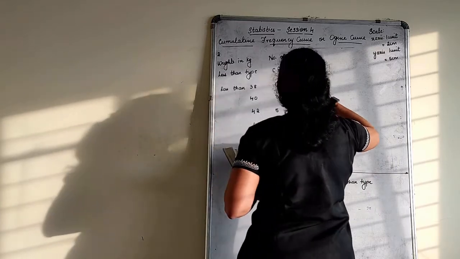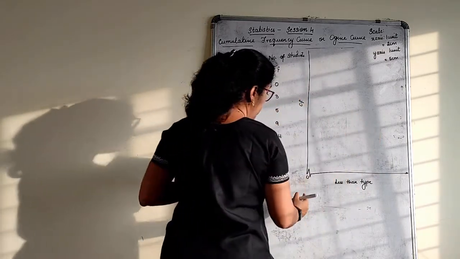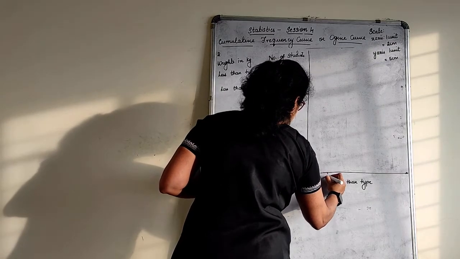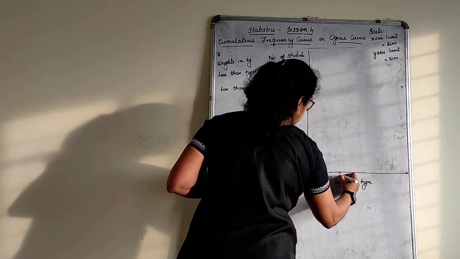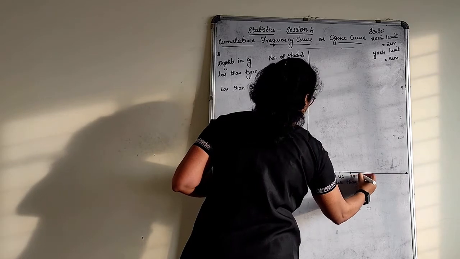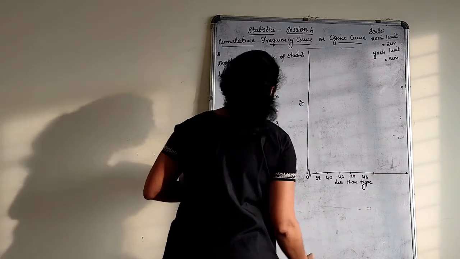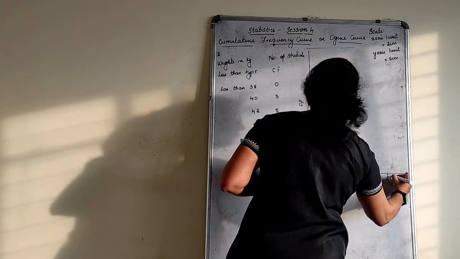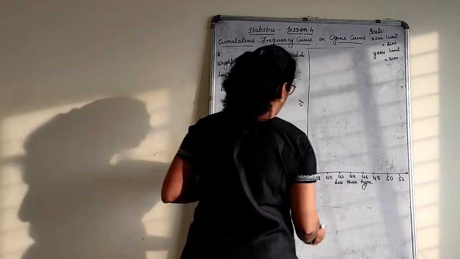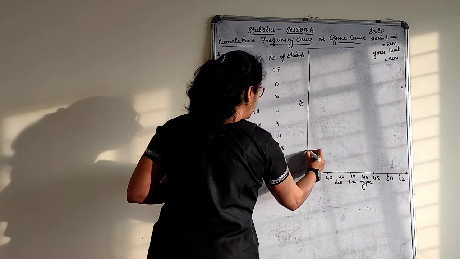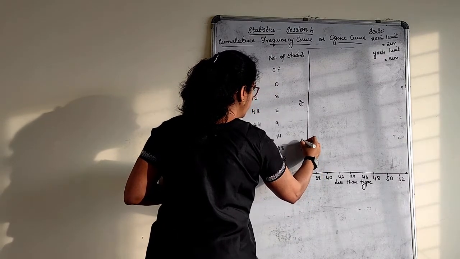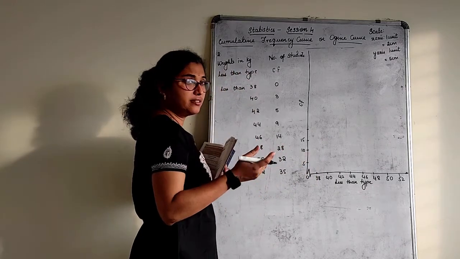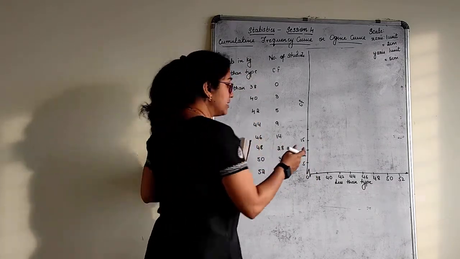And here it's going to be cumulative frequencies. So we will start from 38, 38, 40, 42, 44, 46, 48, 50 and 52. 5, 10, 15. You can also take, if you want, 2, 4, 6, 8. Left to you. Plan your graph accordingly and know it.